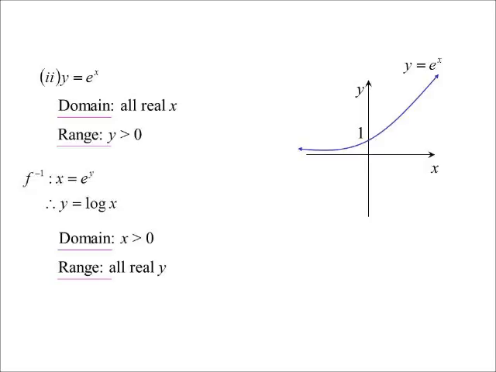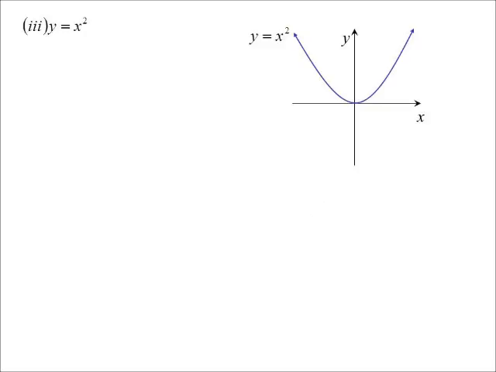The domain of the log curve is x greater than 0, which was the range of the original function, and the range of the new function, all real y, was the domain of the original function, thus highlighting how the x and the y's swap around. That was a better example. There's the reflection.